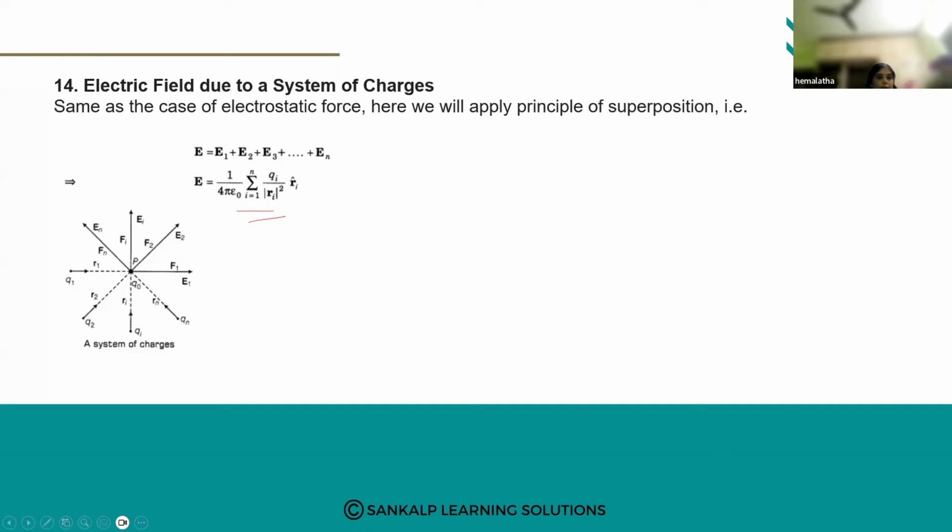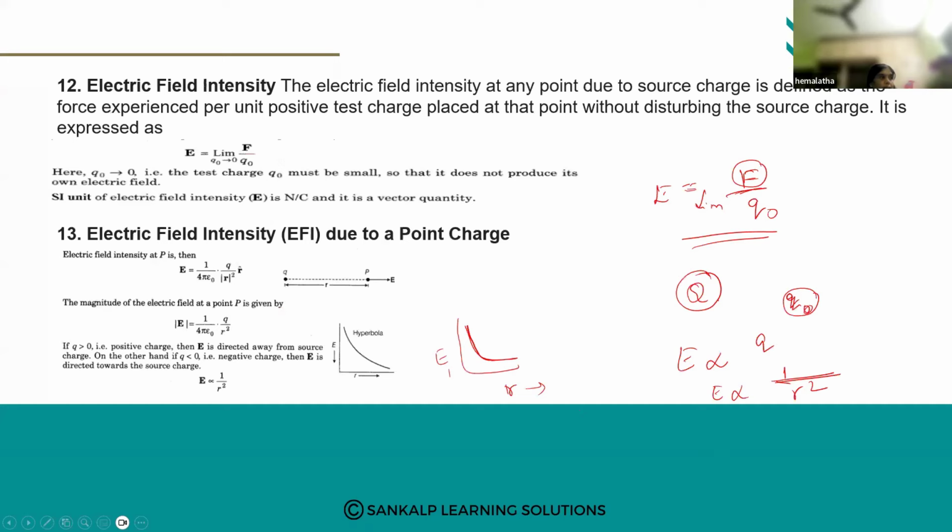Sigma na ತಗೊಂಡ್ಬಿಟ್ಟು ಎಲ್ಲದನ್ನು ಸಹ ಸಾಲ್ವ್ ಮಾಡಬೇಕು. Next charge intensity. If electric field intensity ಹೇಗೆ ವೇರಿ ಆಗುತ್ತೆ ಅಂತ, electric field intensity ಸಹ ಎಕ್ಸ್ಪ್ಲೇನ್ ಮಾಡಿದ್ದೀನಿ ನಾನು. E is equal to F by Q.